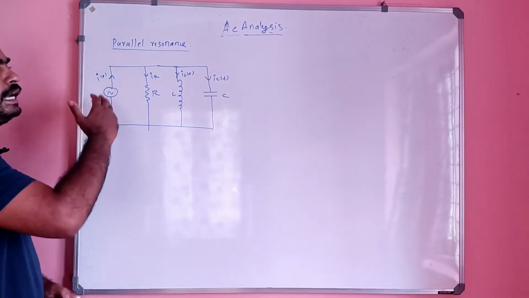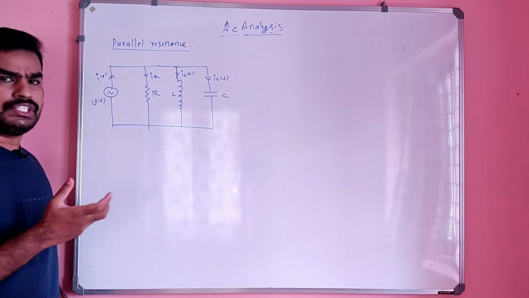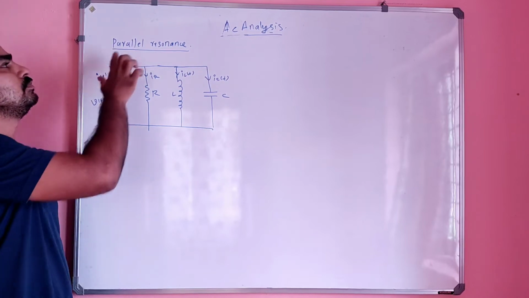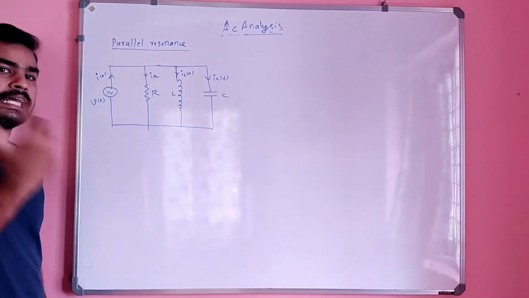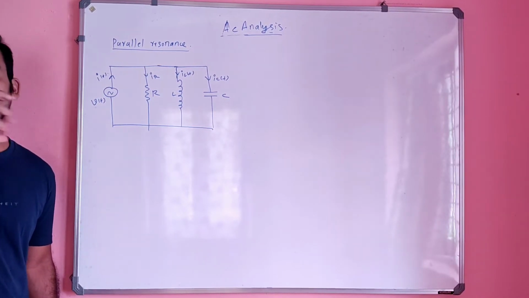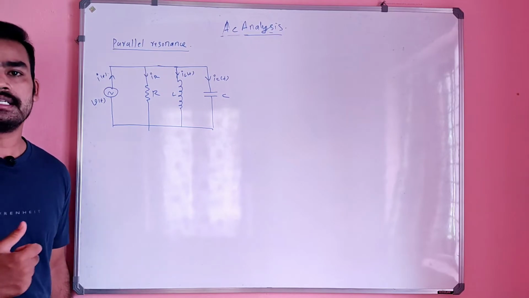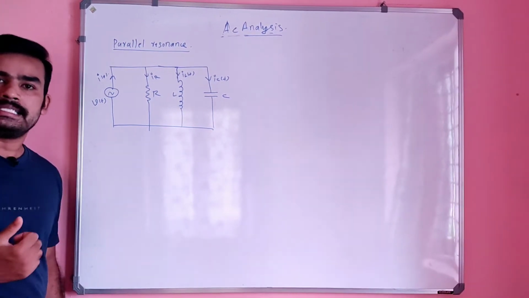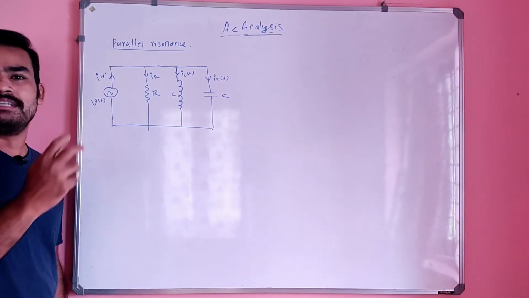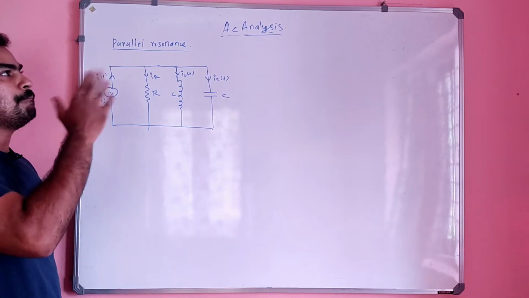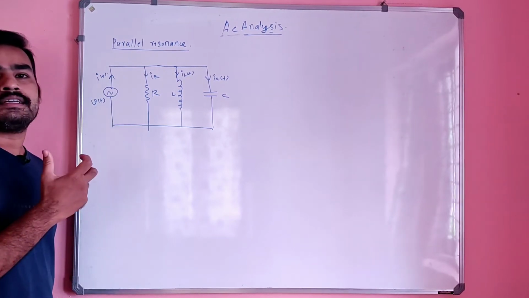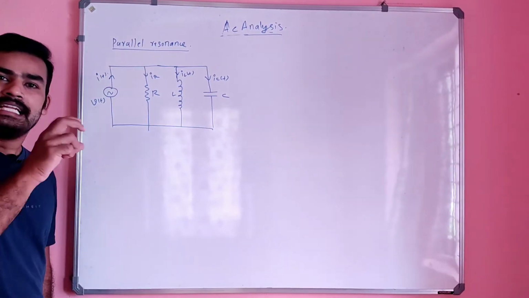So in a parallel RLC circuit, at certain condition, the circuit also shows the property of what? Parallel resonance. Like series RLC circuit, at certain condition it shows the property of resonance, called series resonance. In similar manner, in parallel RLC circuit also, at certain condition it exhibits the property of resonance called parallel resonance. So let's check what that condition is and what happens for voltage as well as current in that condition.